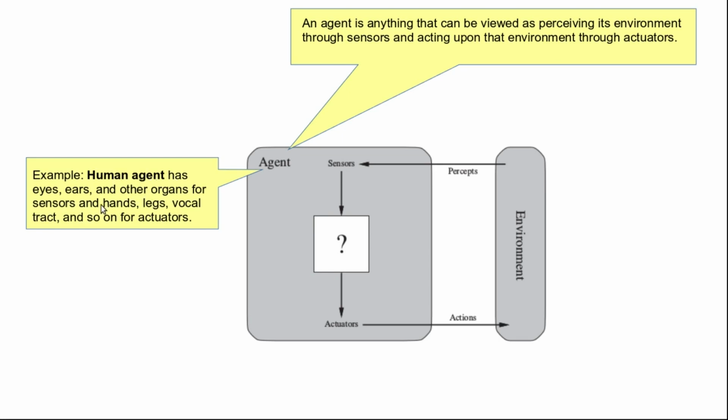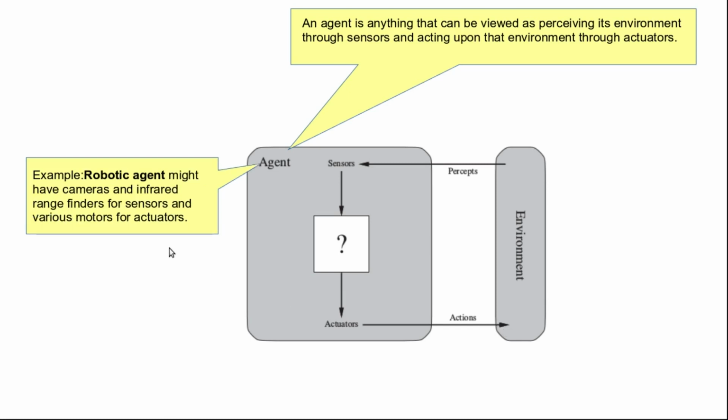To give you some examples of agents, we humans are also agents, and a human agent has eyes, ears or other organs. Using our eyes and ears, we sense our environment, and then using our hands, legs or vocal tract, we act upon the environment.